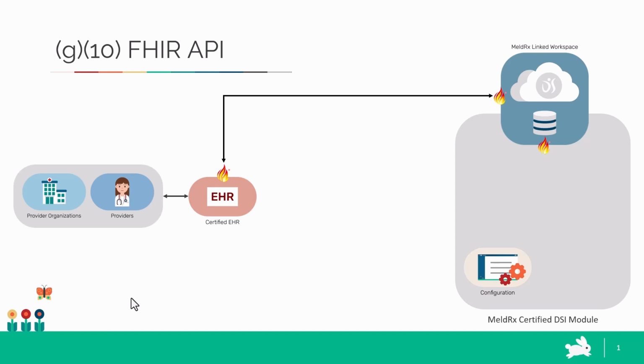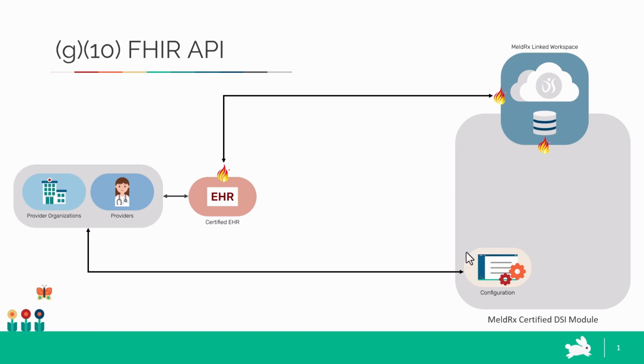In this case, what we are saying is that there is a MeldRx DSI module that is connected to a linked workspace to the FHIR API. Now the provider, or the users of the provider organization, can come into this DSI module and manage their configurations, which are the extensions or the apps that they want to activate, just like we showed in the video today. So that UI part and everything works just like it works in MeldRx.